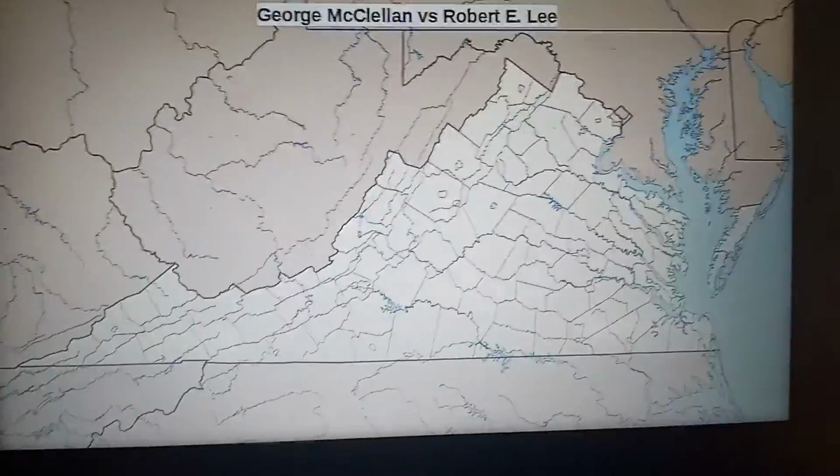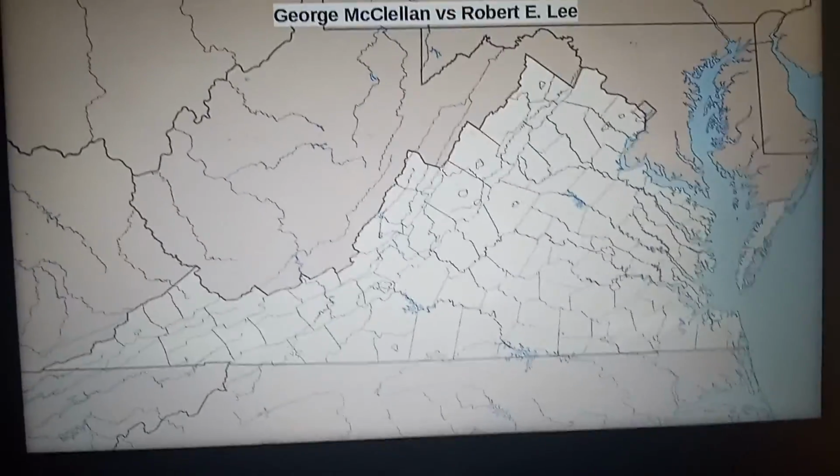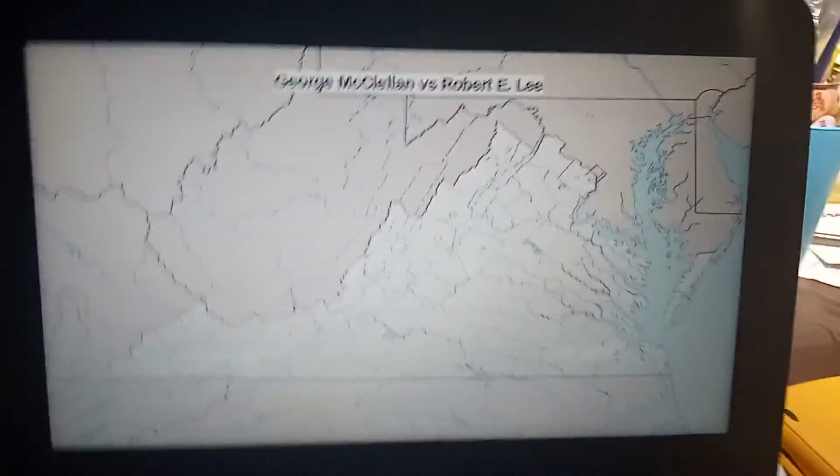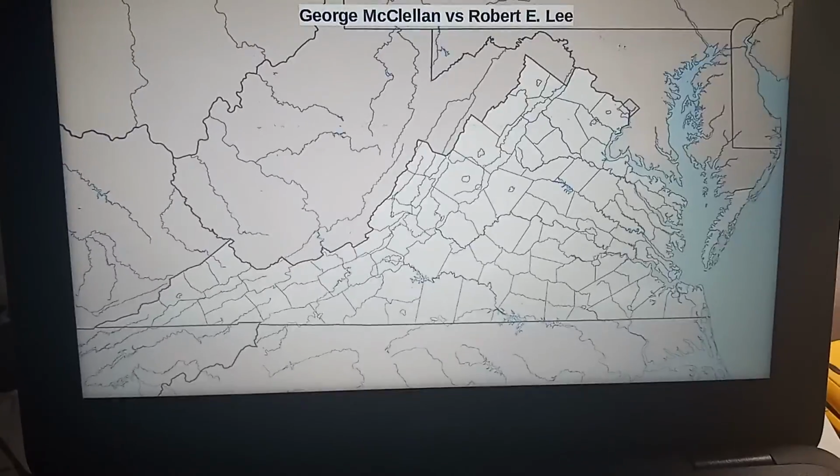George McClellan versus Robert E. Lee. As you'll learn, the Union General George McClellan was terrible, and would even go on to run against Lincoln after his many failures in the war and after Lincoln released him from duty.